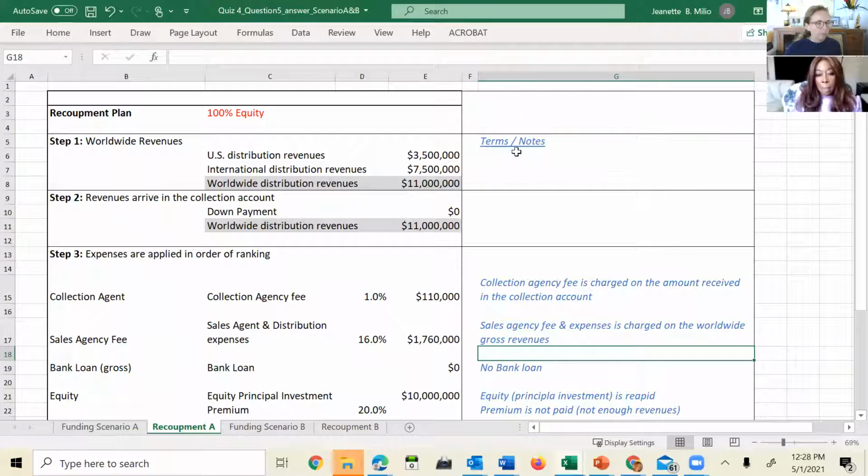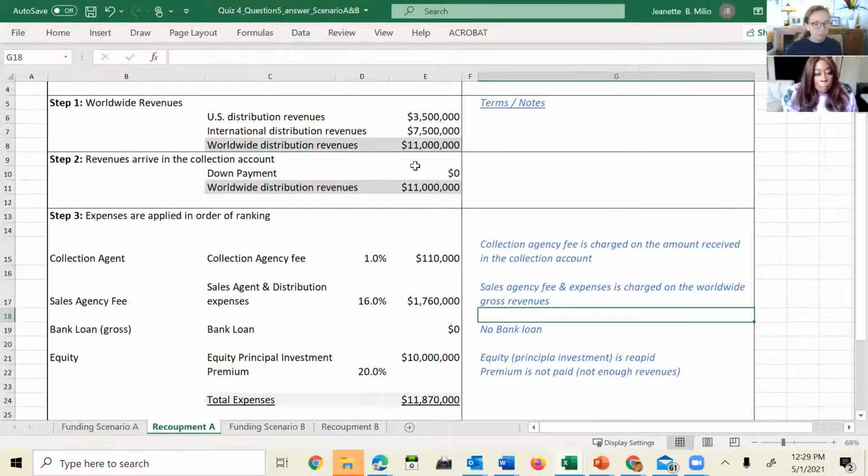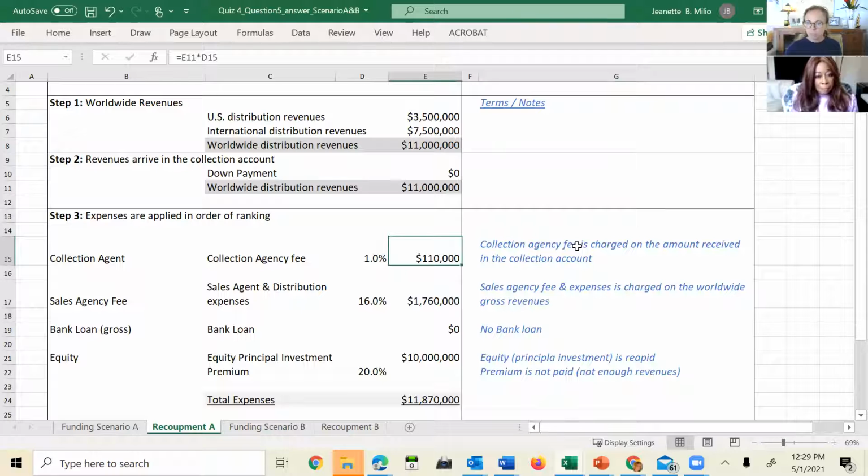Here's what that looks like. We have the 11 million that come into the collection account right now. We're paying our collection agent the 1%, as we always do. We're paying our sales agent for the work they have done in selling all these rights, a 16% fee. We don't have a bank loan to pay back because we didn't use one. We do have our equity of $10 million that we have to pay back. We should theoretically also have our premium, but we're already seeing that we don't have enough money, so we're not even putting the premium in here.